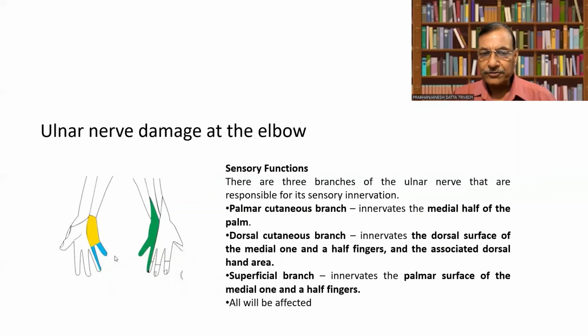The sensory functions: the palmaris cutaneous branch innervates the medial half of the palm. It is in the palm. The dorsal cutaneous branch innervates the dorsal surface of the medial 1.5 fingers and associated dorsal hand area, and the superficial branch innervates the palmar surface of the medial 1.5 fingers. In ulnar nerve injury, almost all will be affected.